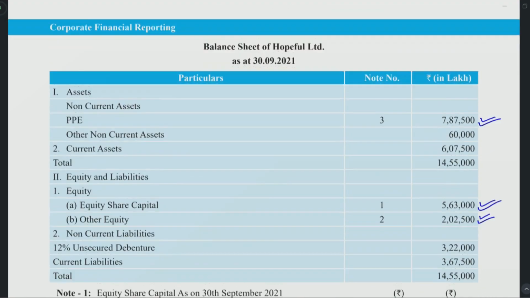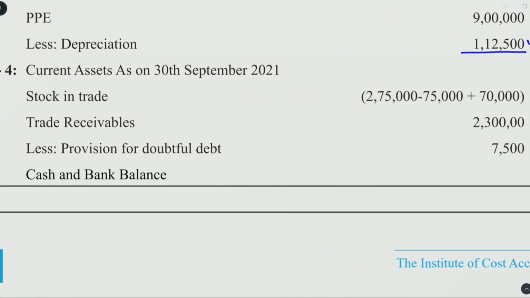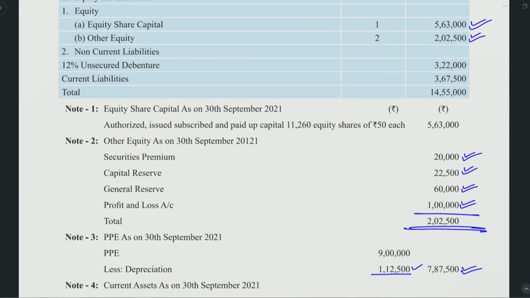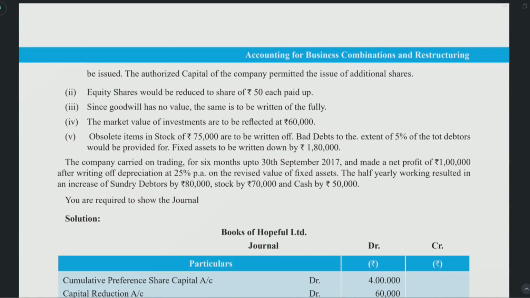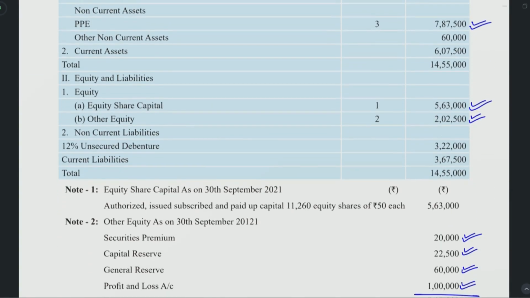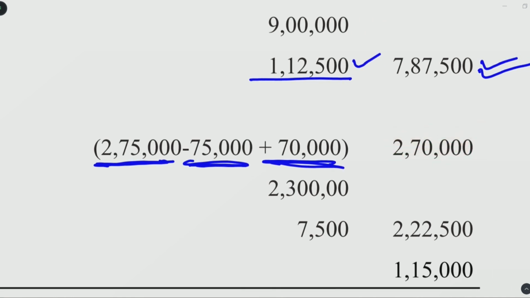Now regarding your current assets, look at the position of your current assets. Let us reconcile that. You see, stock in trade, originally stock in trade was 2,75,000. 75,000 you have written off, and 70,000 was arising as an increase, correct? Increase during the period. Look at this question part so that you should not be confused. Half yearly working revealed an increase in sundry debtors by 80,000 and stock by 70,000. So stock has indeed increased by 70,000. So we are going for the increase in stock by 70,000. So that is this 70,000. So 2,75,000 originally minus 75,000 of inventory write down, and then increase in the stock value during the 6 months period is 70,000. It totally comes to 2,70,000.